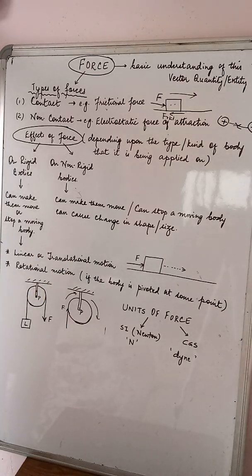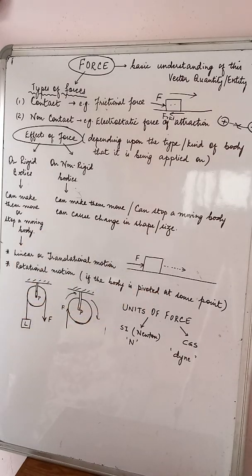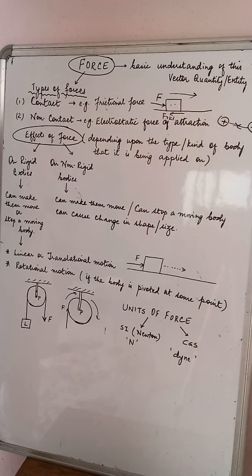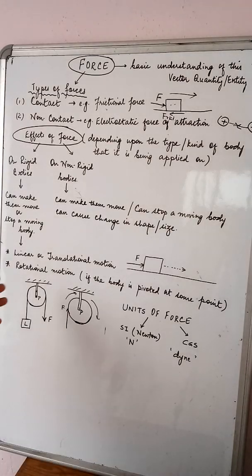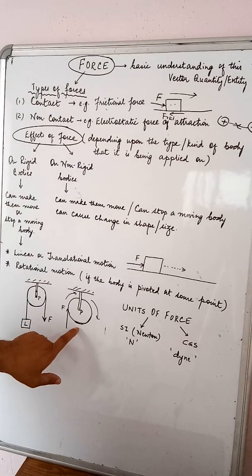Now coming to the rotational motion, which is extremely important from the point of view of our syllabus as far as this chapter is concerned. Rotational motion. When do you have rotational motion coming into play? If the body is pivoted at some point. The word pivot means if you fix a particular point, if you hinge a particular point. It is better understood using this particular diagram. Have a look at this diagram first.